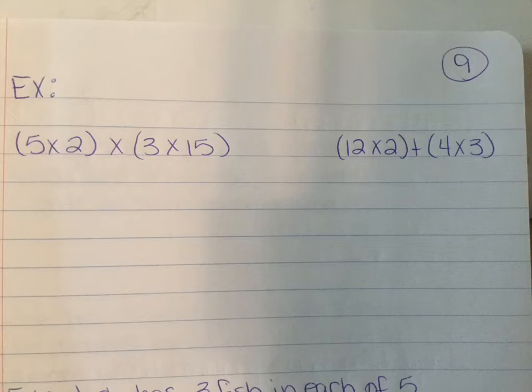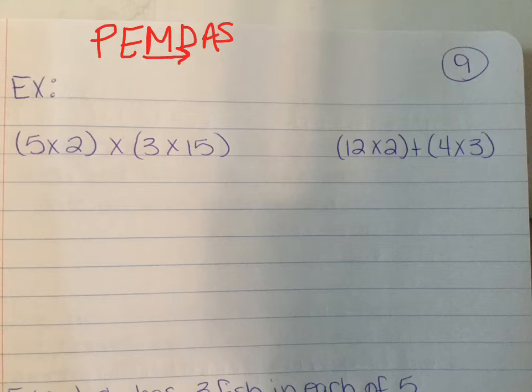Okay, so here's one. It says parentheses 5 times 2 times parentheses 3 times 15. If I'm going to do PEMDAS, I'm going to write that down. Multiply and divide left to right, add and subtract left to right. Okay, but the first thing I do is parentheses. So I'm going to do those in order from left to right also. So the first parenthesis is 5 times 2, which is 10. So we underline 5 times 2, multiply it, and then I bring everything else down.